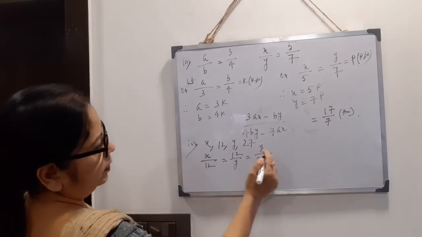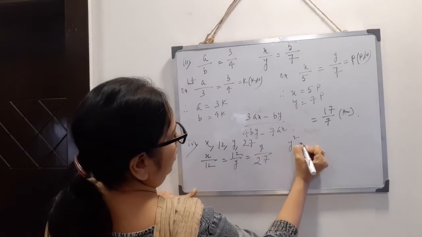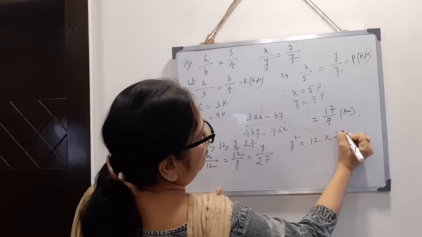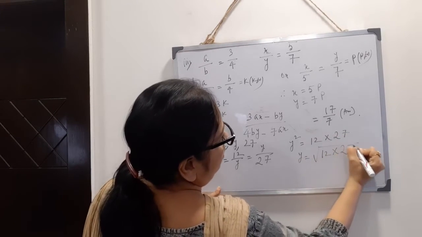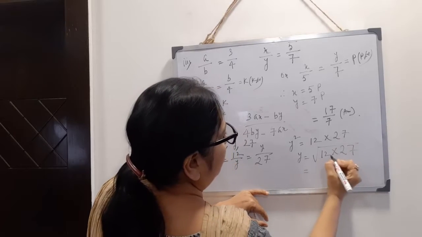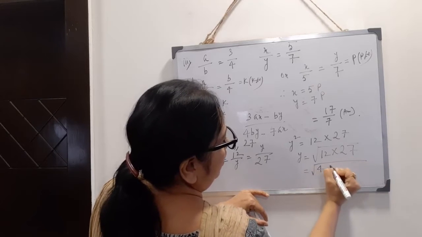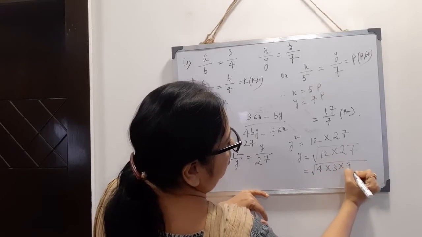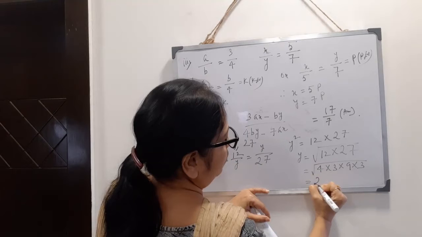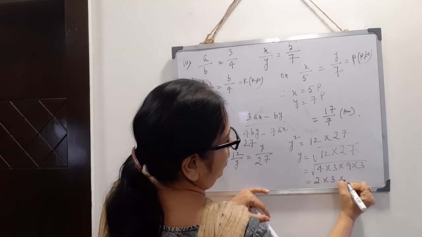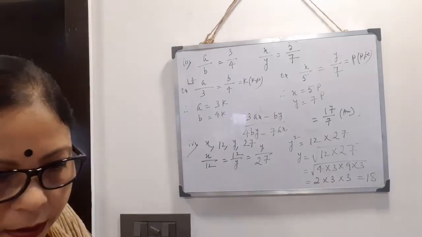Now from here, what can we write? Y into y means y square equals 12 into 27. So what is the value of y? Root over 12 into 27. Means 12 is 4 into 3 and 27 is 9 into 3. So after calculation, 4 means 2 and 9 means 3 and another 3, 18. Value of y we are getting is 18.